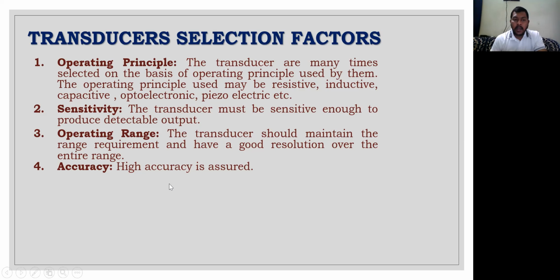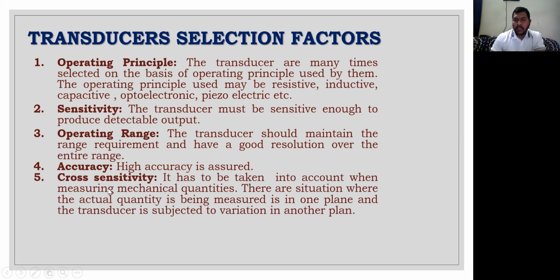Now the accuracy. High accuracy is assured, which means the change in that physical parameter should be recognized by that particular transducer. So that is accuracy. Then cross sensitivity has to be taken into account when measuring mechanical quantities. There are situations where the actual quantity being measured is in one plane and the transducer is subjected to variation in another. So there might be cross sensitivity also, meaning we are going to measure two different quantities in one transducer.